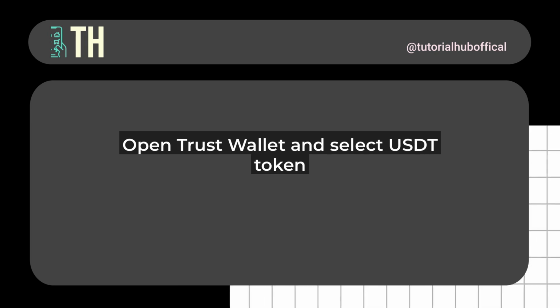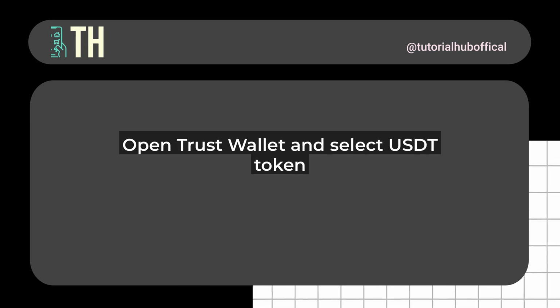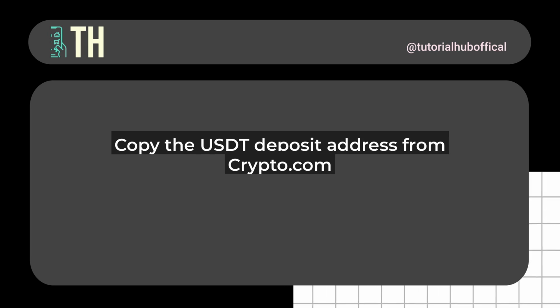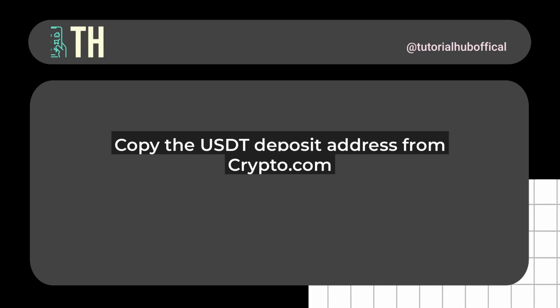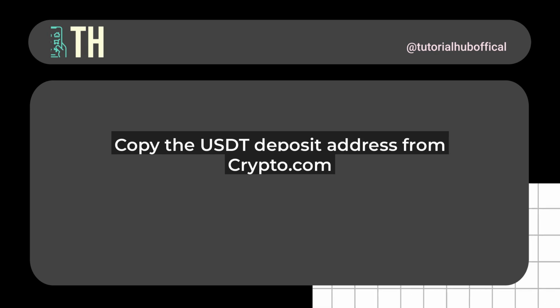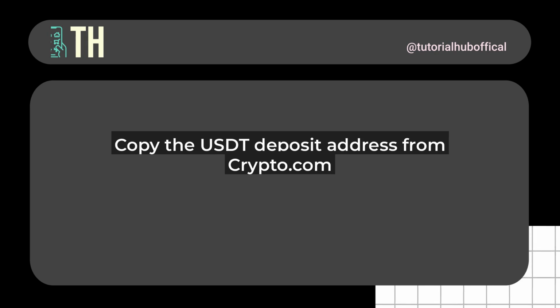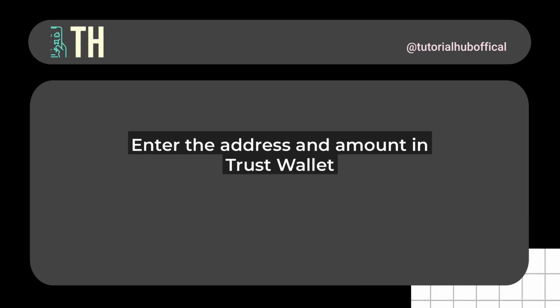Step 2. Tap on USDT to open its details, then select the Send or Transfer option. Here, you'll need the recipient address from Crypto.com. To get that, open your Crypto.com app, go to your wallet, and copy the USDT deposit address. Pro tip: always verify the network matches. Use the same one, like BEP20 for faster, cheaper transfers.